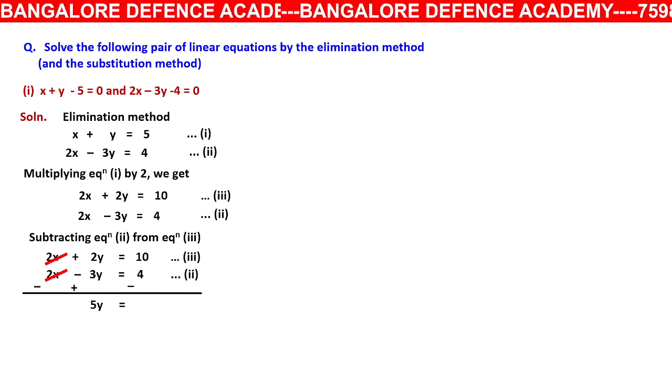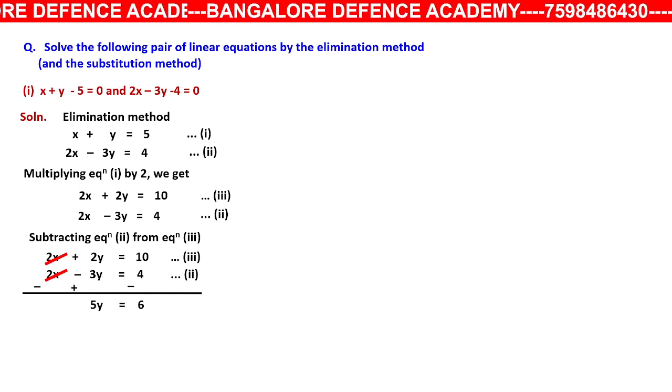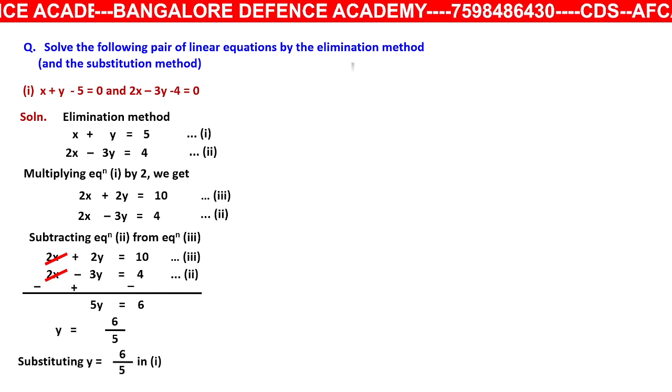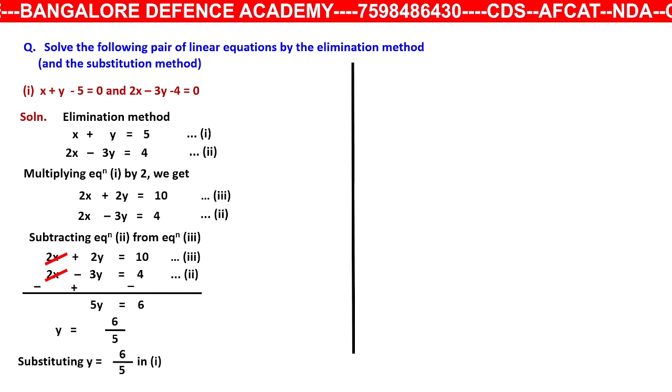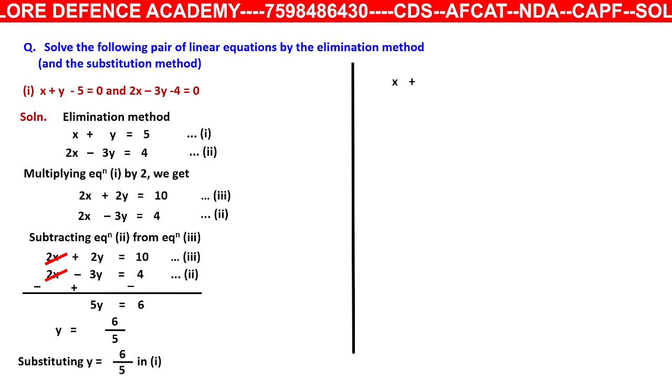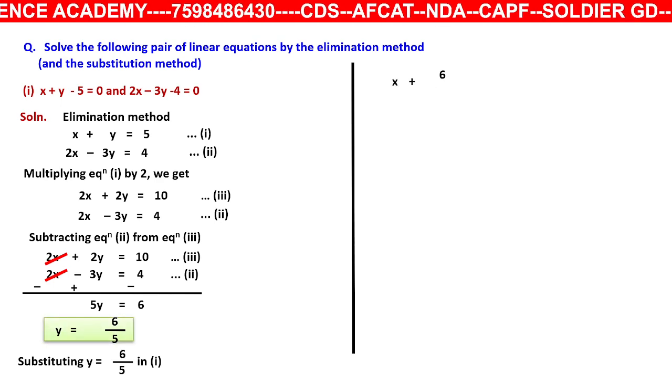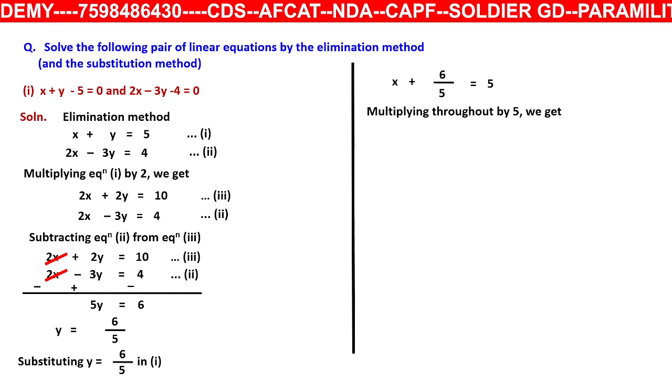Plus 2y, 3y gives 5y and 10 minus 4 gives me 6. So y is equal to 6 by 5. Now substituting the value of y is equal to 6 by 5 in any of the given equations, you get x plus 6 by 5 is equal to 5.